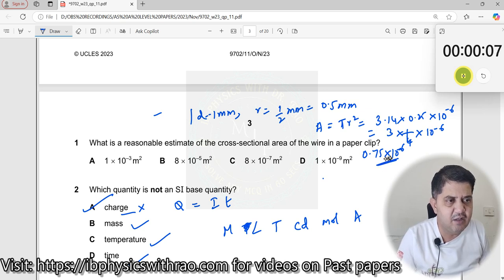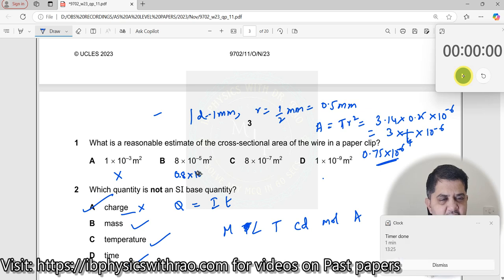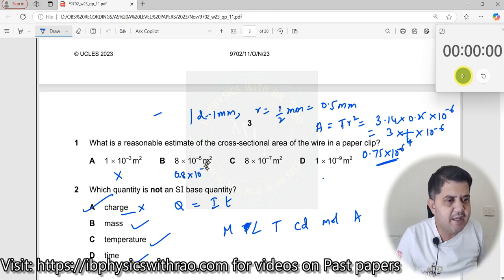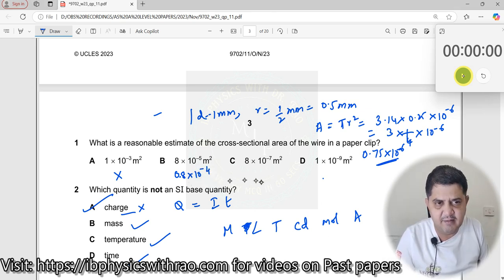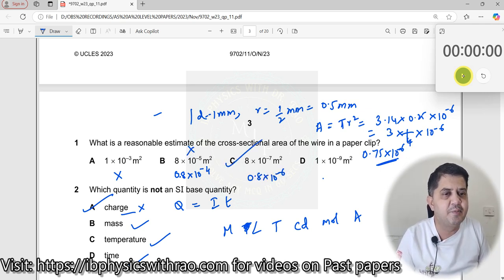Now let's check whether this value is closer here. This is definitely not the answer, 10 to the power minus 6. Here it is 8 into 10 to the power minus 5. Here I can write 0.8 into 10 to the power of minus 4. Here it is 0.8 into 10 to the power minus 6, so this is also incorrect. This is 0.75 into 10 to the power minus 6. I think this should be the right answer.